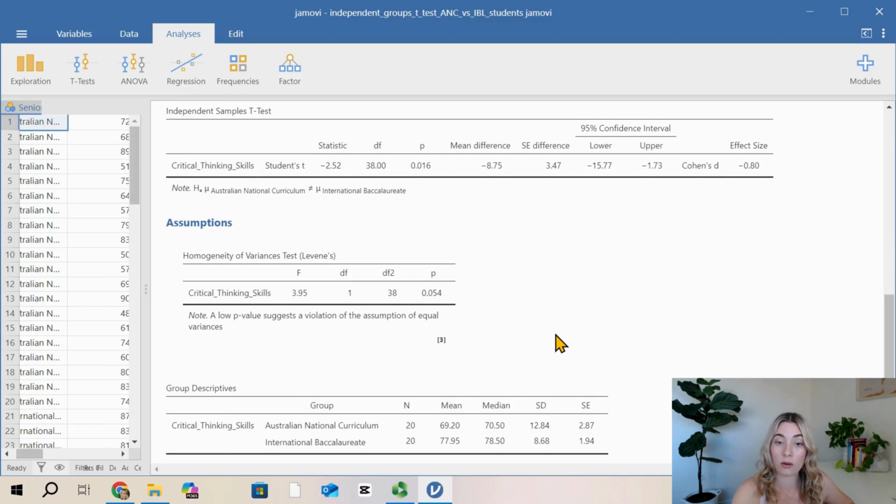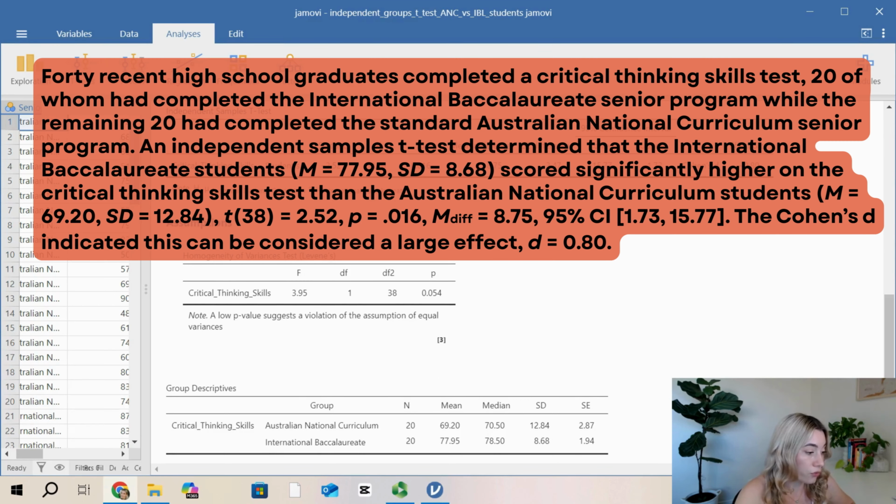The write-up for this example could look as follows. 40 recent high school graduates completed a critical thinking skills test, 20 of whom had completed the International Baccalaureate Senior Program, while the remaining 20 had completed the Standard Australian National Curriculum Senior Program. An independent samples t-test determined that the International Baccalaureate students scored significantly higher on the critical thinking skills test than the Australian National Curriculum students. The Cohen's d indicated this can be considered a large effect.